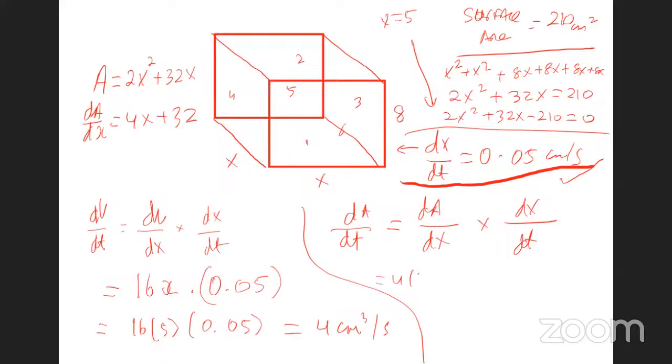So that's 4 by 5 plus 32 multiplied by 0.05. How much is that? 2.6? 2.6 centimeters squared per second. Let's go again. How much? 2.6. Good job, Jaden, Amanda, Kaylin.